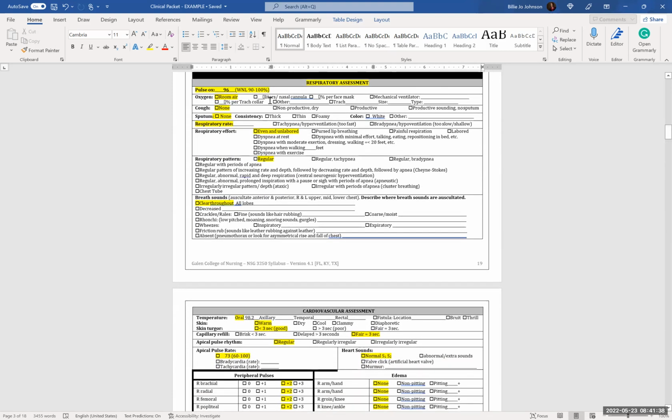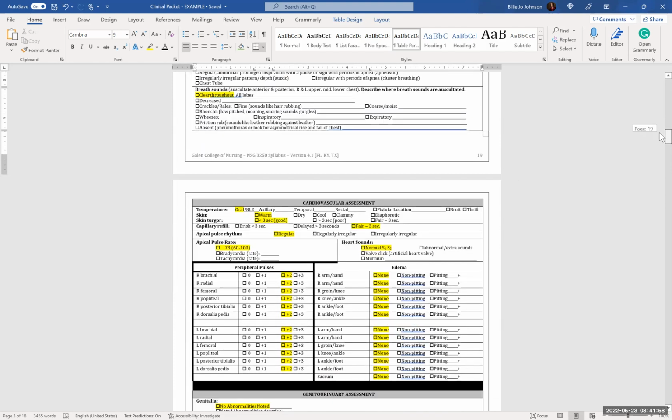Same thing with respiratory. Put your pulse ox number. All right. Assess their oxygenation. Are they on room air? Do they have nasal cannula, etc.? Cough, sputum. What's their respiratory rate and their effort? Remember, this is part of your respiratory assessment. So where you see the highlighted areas, you need to fill out each section. Do not leave them blank. Where are the breath sounds? Describe them where they're auscultated.